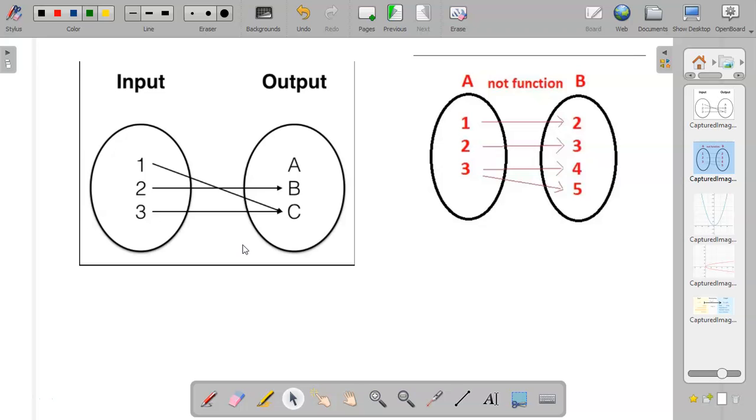And so that tells me that I have two types of functions. I have a function known as a one-to-one function, and I have a function known as a many-to-one function. And I will follow up with examples of one-to-one functions and many-to-one functions in the next video.